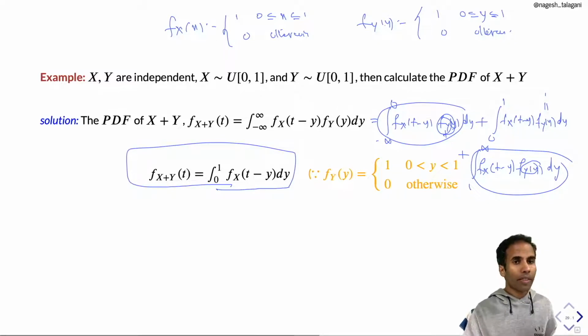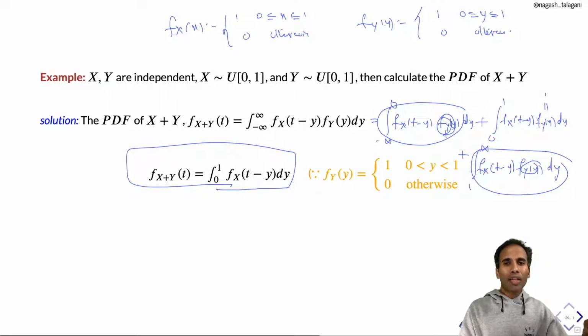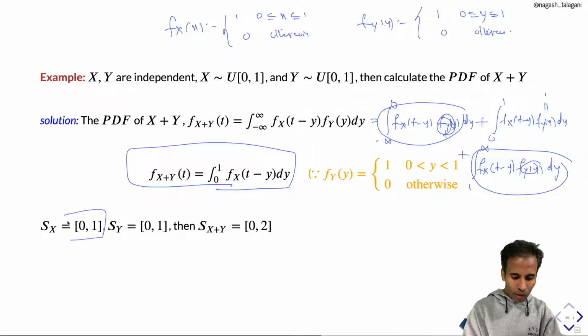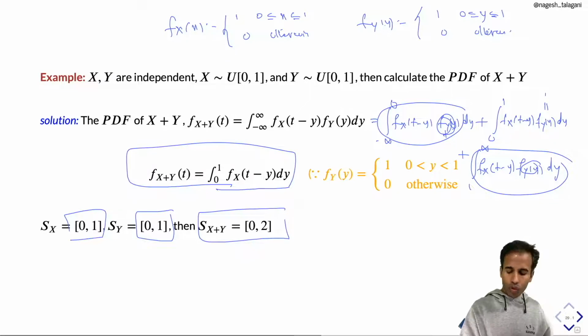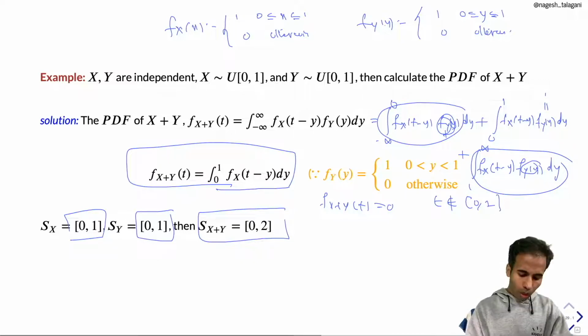Okay, fine. Now we know that x takes values in the interval 0, 1 and y takes values in the interval 0, 1. So x plus y takes values in the interval 0 to 2. As the support of x is the interval 0 to 1 and the support of y is the interval 0 to 1, the support of x plus y is going to be the interval 0 to 2. So obviously this fx plus y of t value will be 0 outside the interval 0 to 2. Our only interest is fx plus y of t for t in the interval 0 to 2.